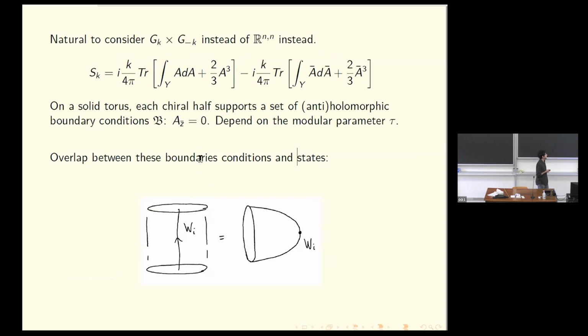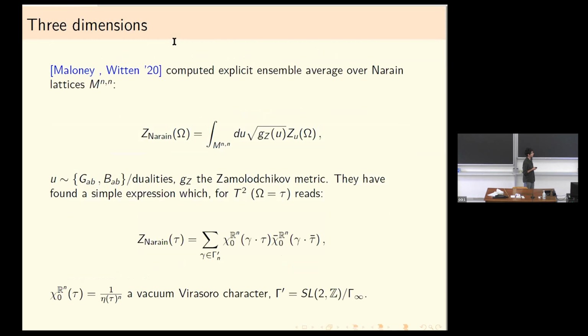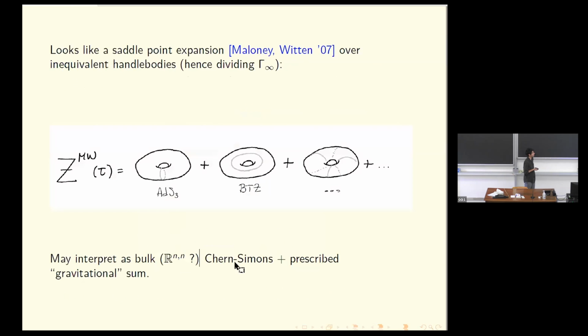So what we're going to consider is a more controlled example in which we take, for example, G level K times G level minus K Chern-Simons. So it's the number of states is finite here. And we take a similar gravitational sum. So we're going to do something like this. But now this gamma prime is a bit different because it depends on the bulk Chern-Simons theory that you have chosen. But you can define it in every case.